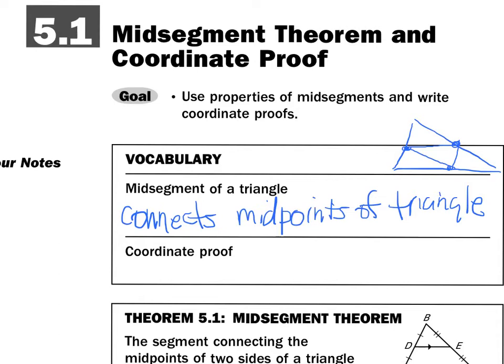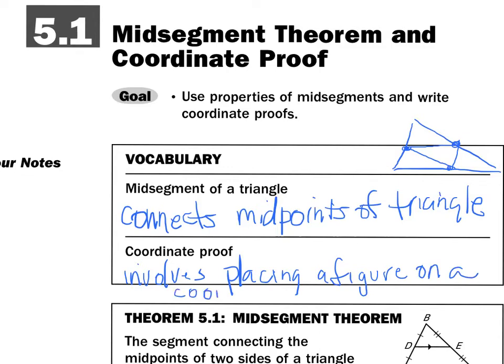Okay, coordinate proofs. That's a proof that involves placing a figure on a coordinate plane. From there, you would usually use the distance formula and the slope formula to prove something else.